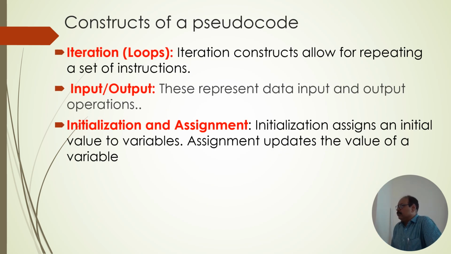Next construct, iterating through a series of numbers or a group of numbers or a group of data, whatever you wanted to traverse from the beginning to end. This is called as iteration. Iteration means you take the first element and go to the last element. Next construct, input and output, or input or output, whatever you have.